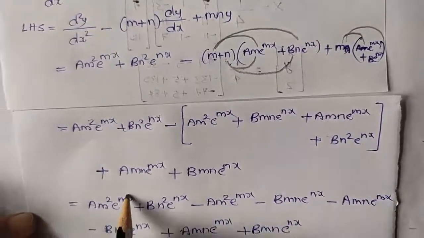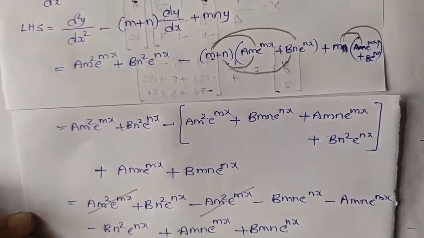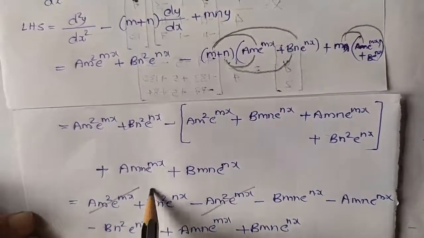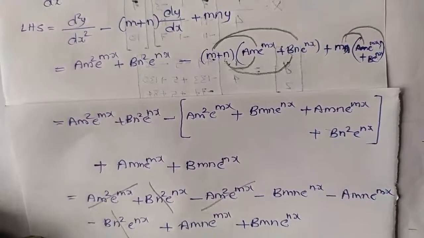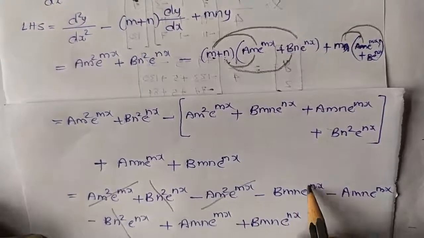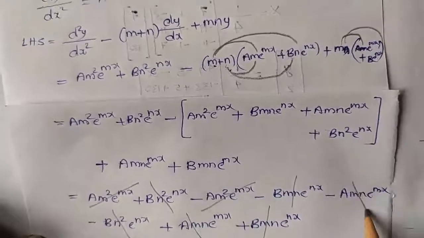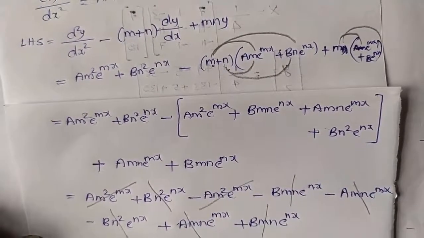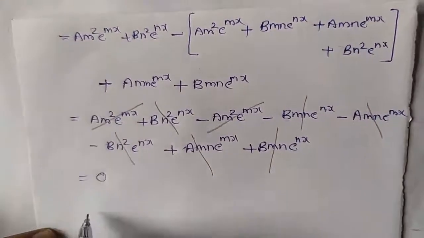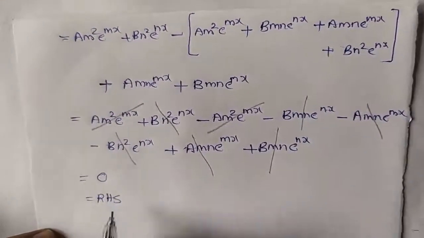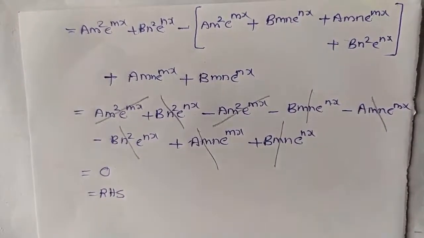See the terms, a m square e power mx and a m square e power mx will get cancelled. Next, b n square e power nx and b n square e power nx. Next, b mn e power nx and b mn e power nx will get cancelled. Next, again this will get cancelled. All the terms are getting cancelled. Finally, the result will be 0. That equals RHS. Hence, it is proved. Next, see the next question.